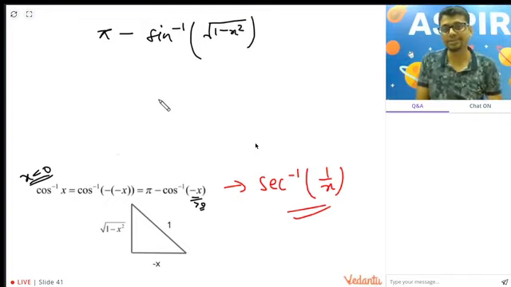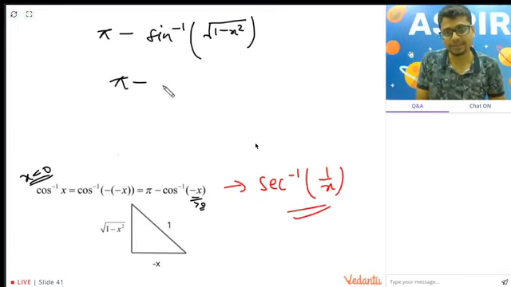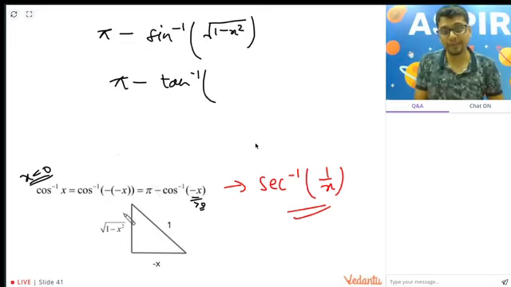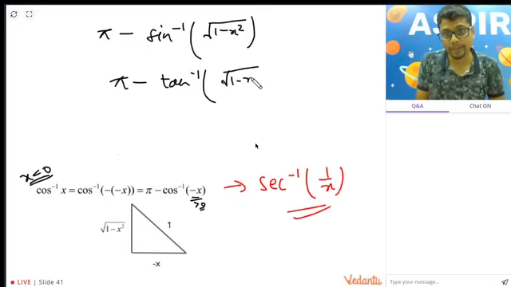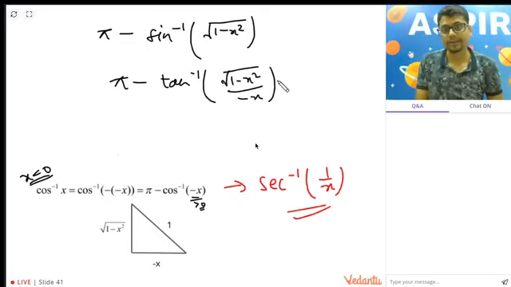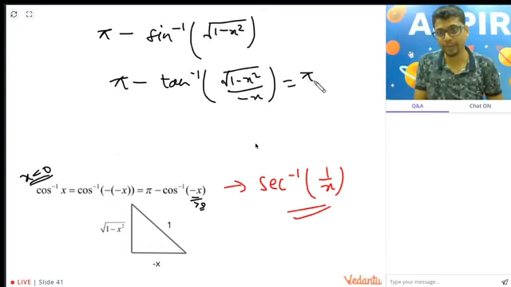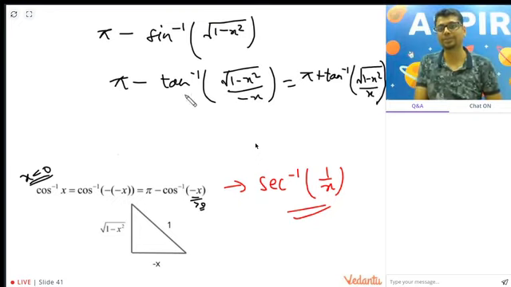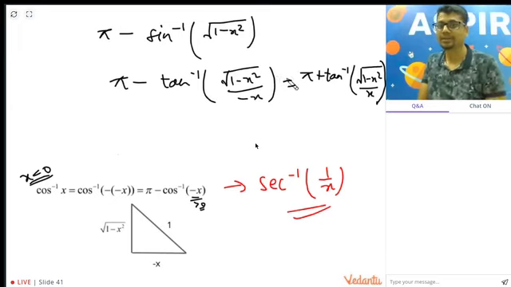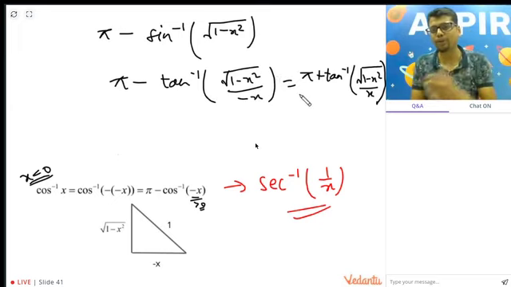In terms of tan inverse, pi minus tan inverse, perpendicular by base. So ultimately, this is pi plus tan inverse under root 1 minus x square divided by x. Because tan inverse minus t is minus tan inverse t, so minus minus becomes plus. And similarly, you can go for cot inverse also.